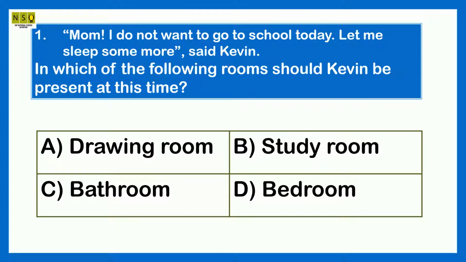Mom, I do not want to go to school today. Let me sleep some more, said Kevin. In which of the following rooms should Kevin be present at this time? Option A, drawing room. Option B, study room. Option C, bathroom. Option D, bedroom. Answer is bedroom. He wants to sleep some more, so he must be in the bedroom.